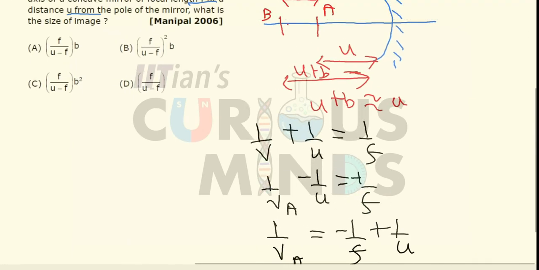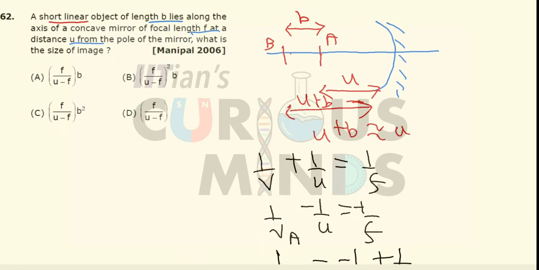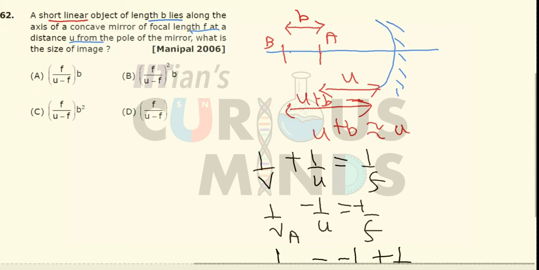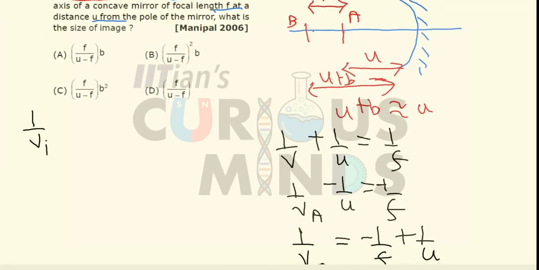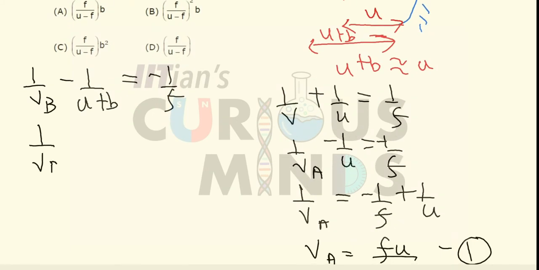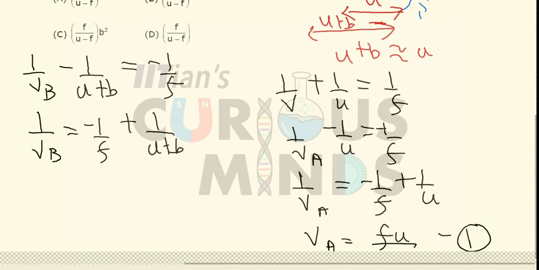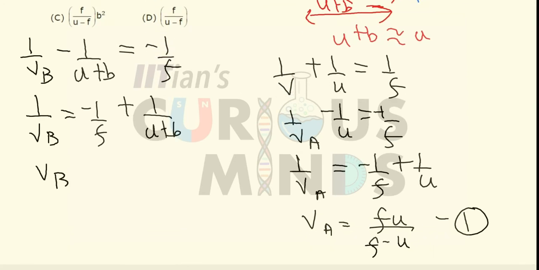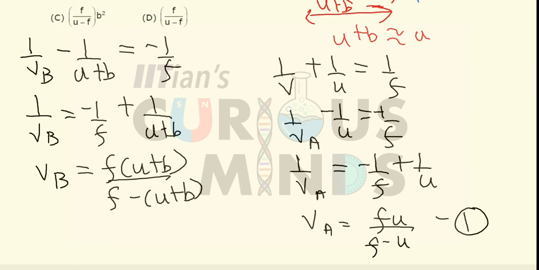Let us consider the second equation, for the position of the image of point b. I will use the same formula: 1 by vb minus 1 by u plus b is equal to minus 1 by f. So 1 by vb will be equal to minus 1 by f plus 1 by u plus b. Then vb will be equal to f into u plus b divided by f minus u plus b.